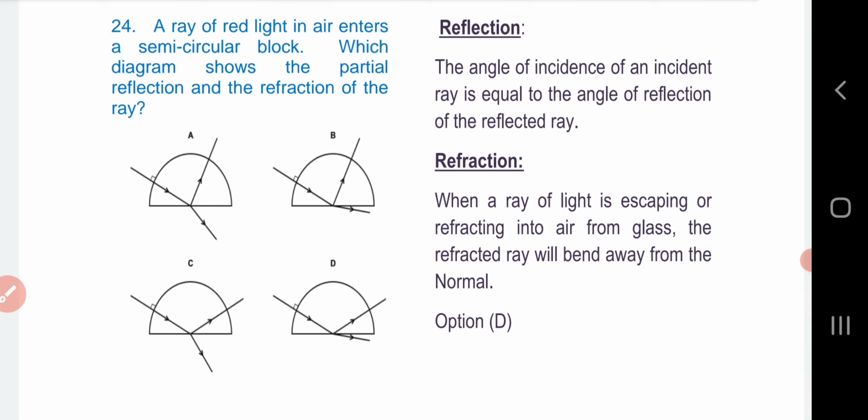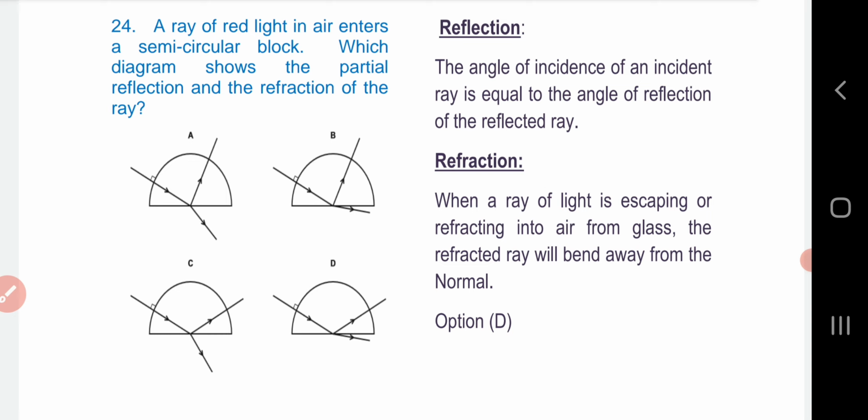Question number 24. A ray of red light in air enters a semiconductor block. Which diagram shows the partial reflection and the refraction of the ray? What is reflection? In reflection, the angle of incidence of an incident ray is equal to the angle of reflection of the reflected ray, and both the incident and the reflected ray lie in the same medium.